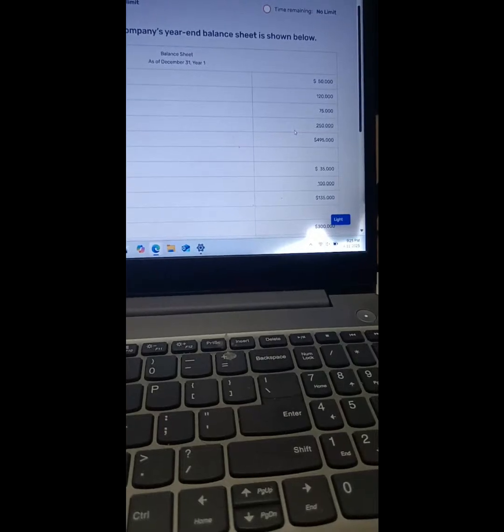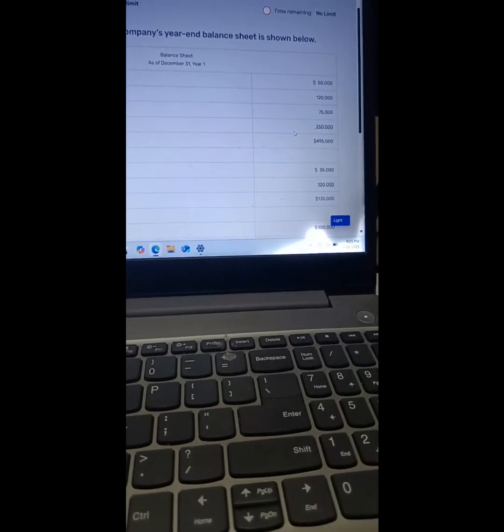Property, plant, and equipment net is showing 250,000, right? You can see here. We need to just calculate the percentage of this property, plant, equipment, divided by 495,000, and it comes to 50% only.